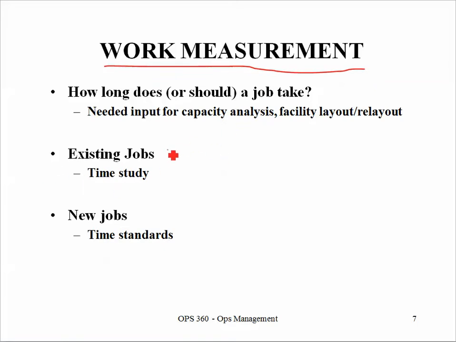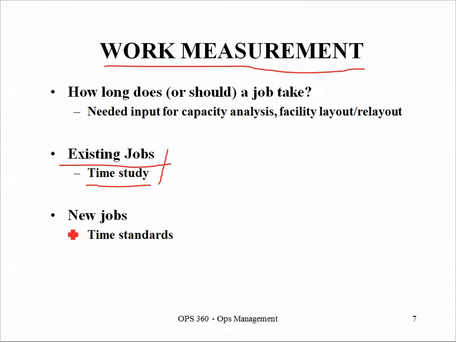So, a couple of ways to do work measurement. The most obvious way perhaps is to actually go out and measure someone doing the job, and that's referred to as a time study. If a job is existing, if someone is doing the job out on the factory floor, you can simply have an employee, industrial engineer, or more likely an intern, go out and watch the person doing the job multiple times and form an estimate of how long it takes to do that job based on the workers doing the job.